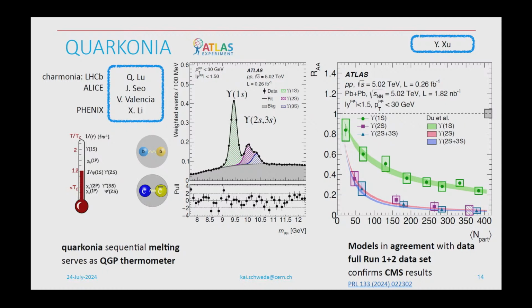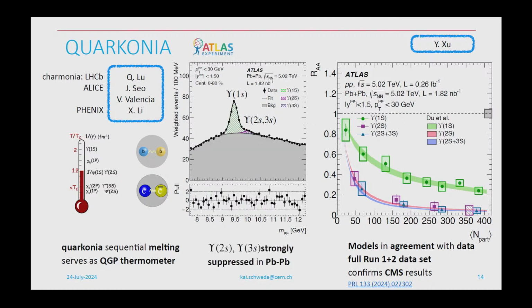And now in lead-lead, this looks totally different. You see the gray area is the larger combinatorial background, which you have at high multiplicities in lead-lead. And you can still see the upsilon 1S state. The 2S is already, compared to the 1S state, heavily suppressed, and you barely see the upsilon 3S state. And the suppression is stronger for more central collisions, which is defined by, for example, the number of charged particles or the forward energy. And the models are in agreement. So the green line is the upsilon 1S suppression, and these lines are the upsilon 2S, plus including the upsilon 3S states. And it's also consistent with the results from CMS.